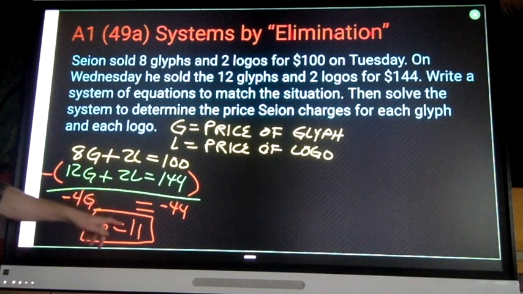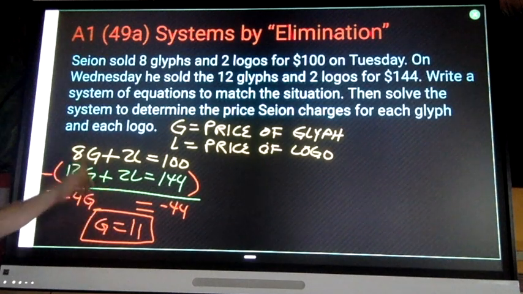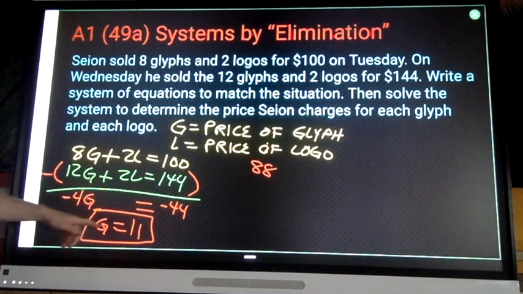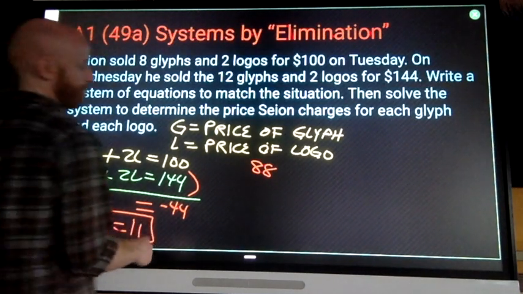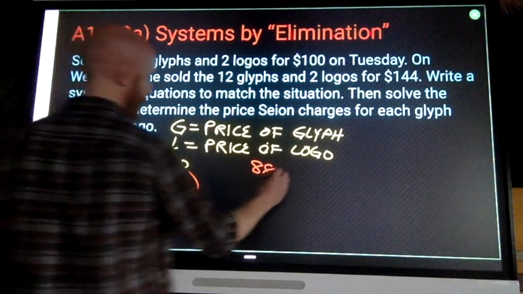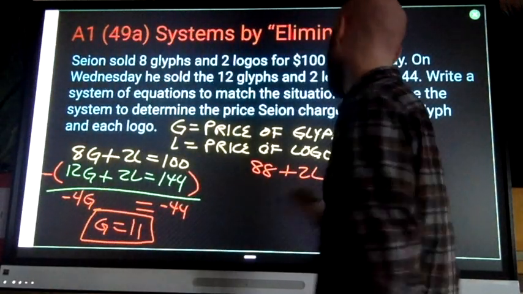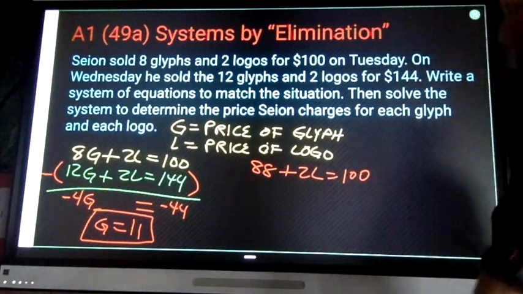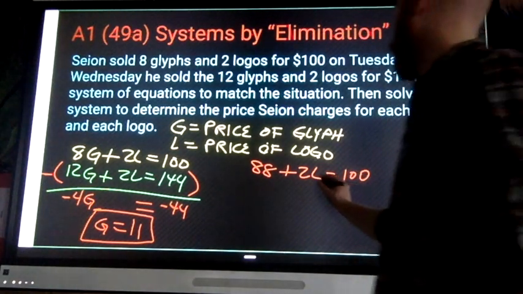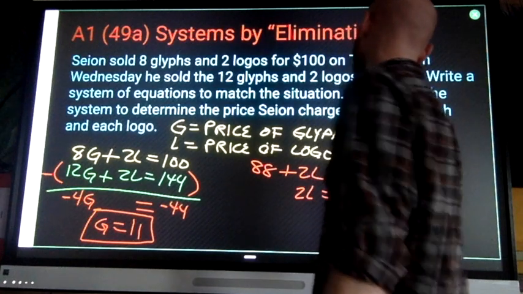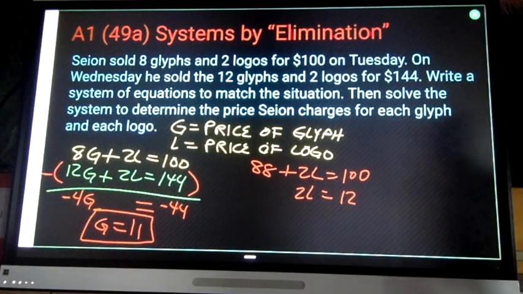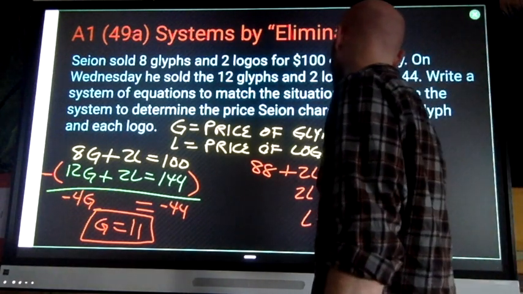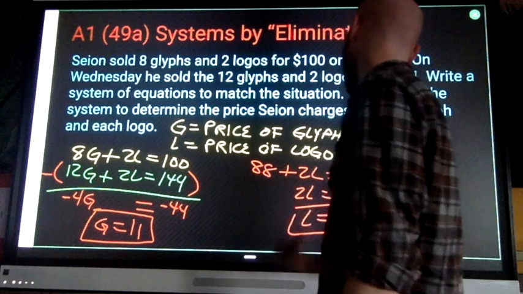All right, now that we know a glyph costs $11, 8 glyphs must cost $88. That's 8 times 11, plus 2 times the price of a logo is 100. Subtract 88 from both sides. We're going to know 2 logos cost me $12. Divide both sides by 2, and we know a logo costs $6.